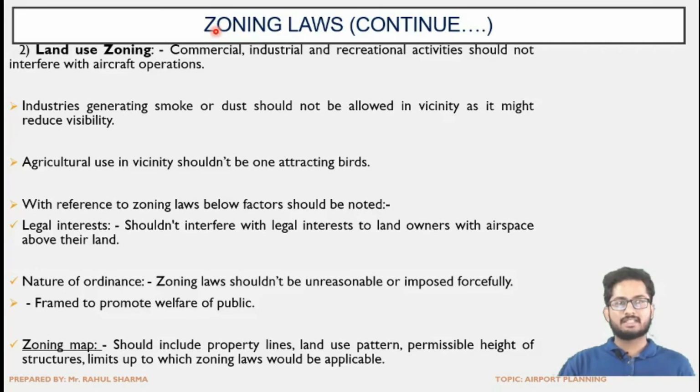Next zoning is regarding the usage of the land. So land use zoning. Commercial, industrial and recreational activities should not interfere with the aircraft operation. We discussed this point in the zoning laws, that is they will have an influence. Industries and recreational activities regarding the noise nuisance will have an effect at the time of carrying out the operations. This point, that is industries generating smoke or dust, we have already discussed, should not be allowed in the vicinity as it might reduce the visibility. Agricultural use in the vicinity should not be attracting birds. Again, this point we have discussed.